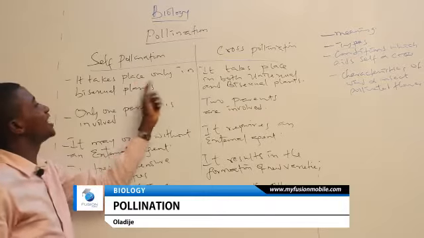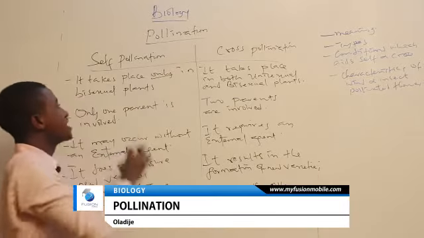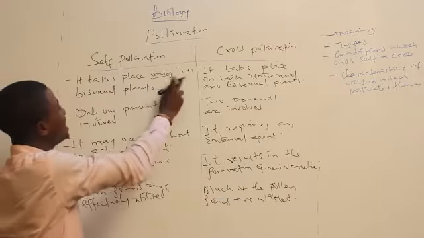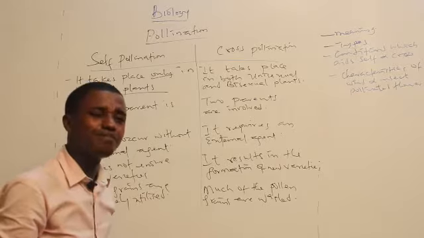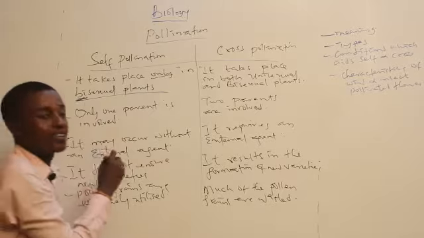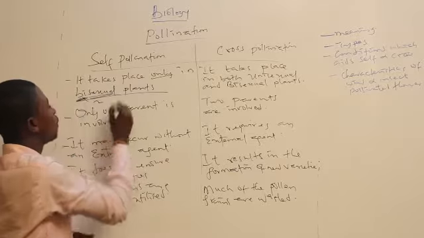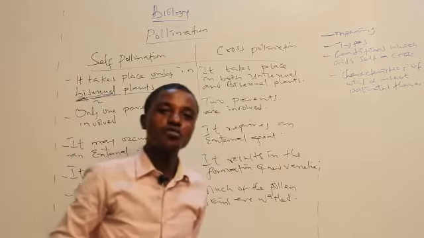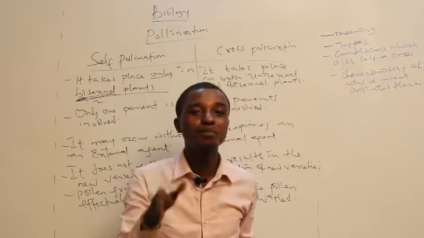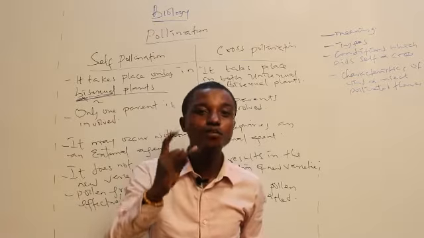Now, self-pollination takes place only in bisexual plants. That means if this factor is not there, it can never happen. What are bisexual plants? The word bi means two. Now, the word sexual, what does it mean? It talks about reproductive structure. So, bisexual plants are plants that have two reproductive structures. Now, what are these two reproductive structures? They are the male and the female reproductive structure.